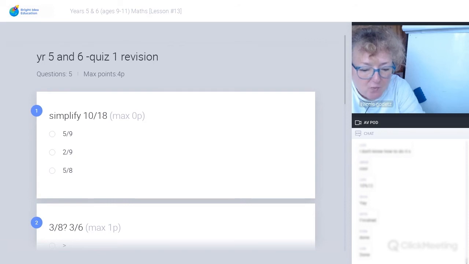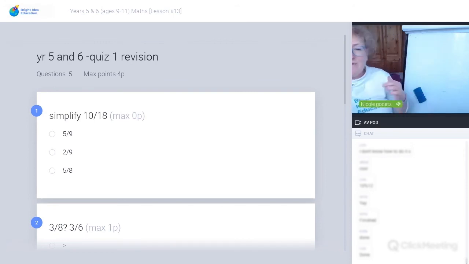And 4/5 plus 1/5, what does that come to? So remember, fractions are parts of the whole. So if you had 5/5, what have you got? You've got all of them, haven't you? You've got the whole thing. You've got 5/5, you've got the whole thing.